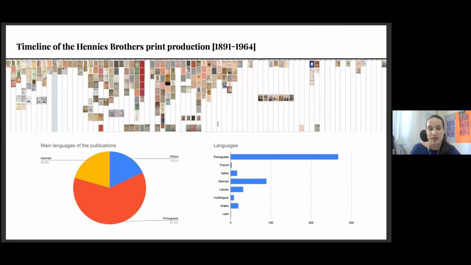Most of the publications produced by the Reines brothers letterpress print shop were in Portuguese, but they also typeset and published in other languages and writing systems. 20% of all Reines publications so far identified are in German, 89 items, and 18%, 78 items, are in other languages such as French, Italian, Latvian, and Arabic.